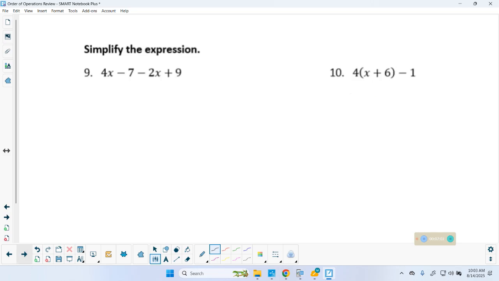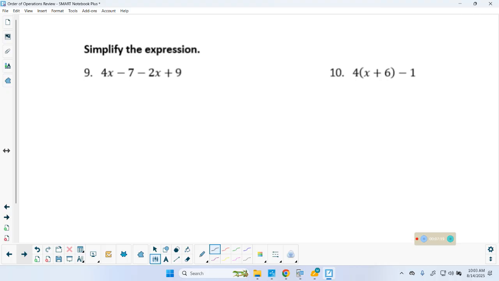For 9 and 10 in the directions, it just says to simplify. So if you guys look at 9 and 10, you will see that we have an expression with variables, but they're not telling you what the variables equal. That's how we know we are just going to combine like terms.